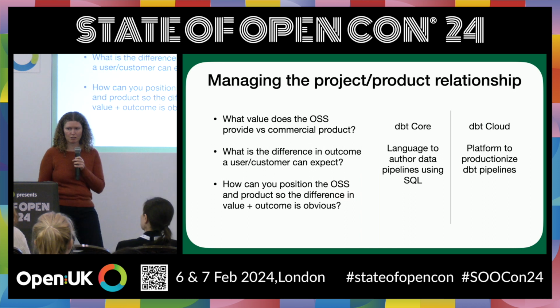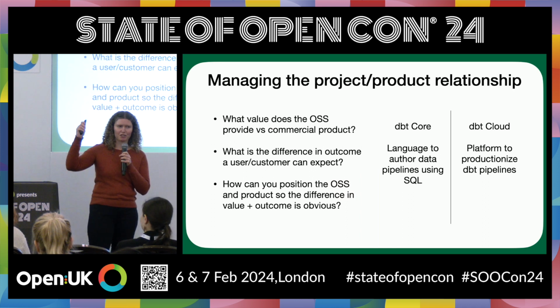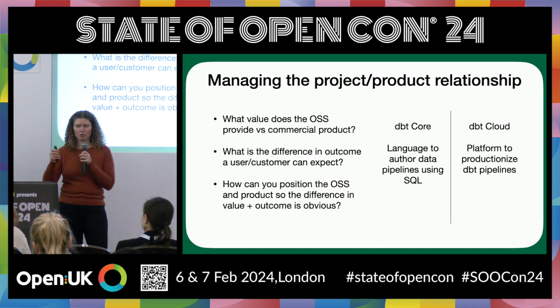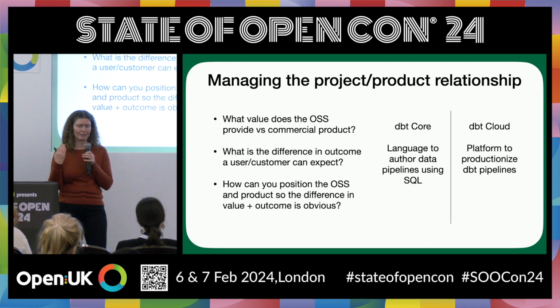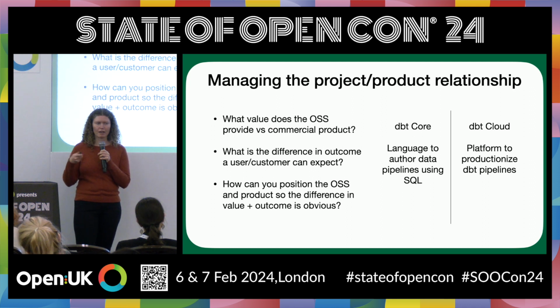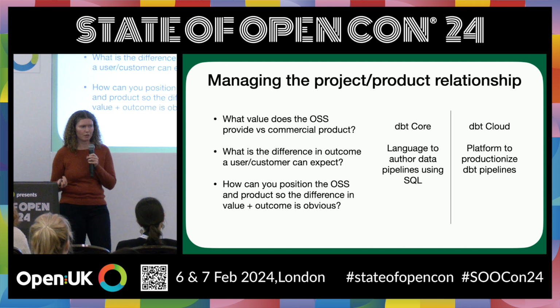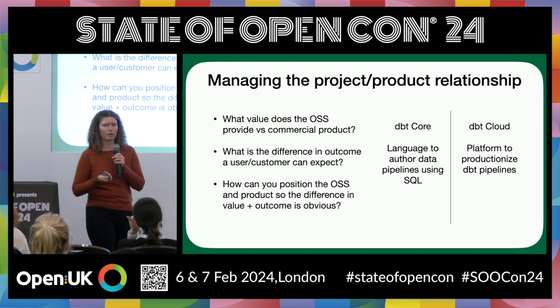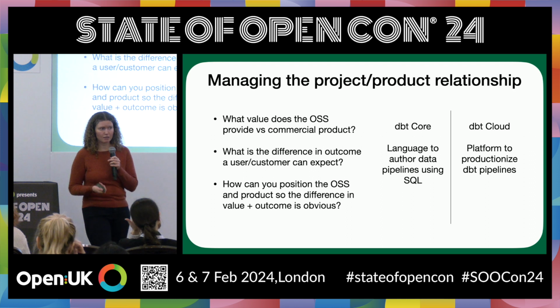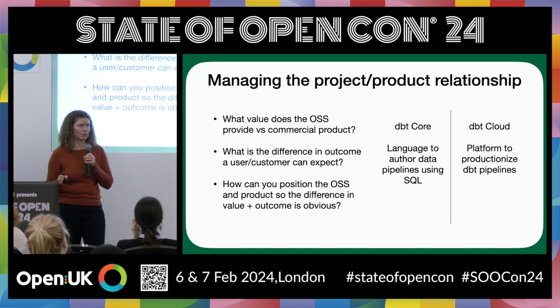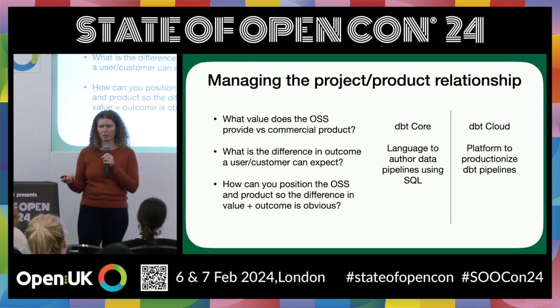You always have to manage the project-product relationship. So this is about communicating for yourself and for other people what the difference is between your project and your commercial offering. I have an example here that I think is good from DBT Labs, which illustrates how the outcome is different between their open source and their product. And that's the key: you have to be really clear about the difference in outcome, the difference in persona, and the difference in use case between your open source project and your commercial offering.